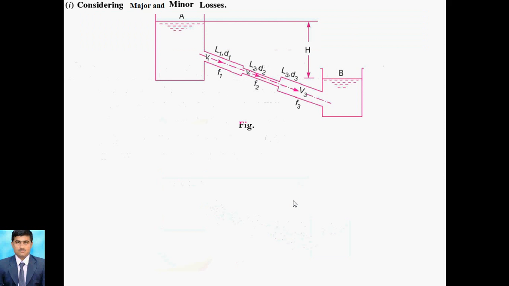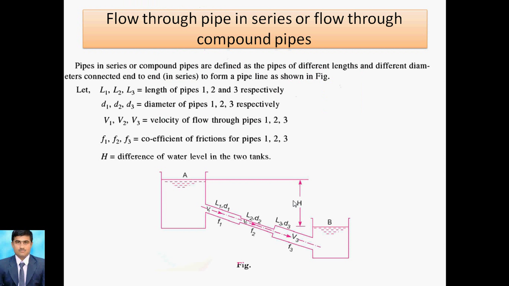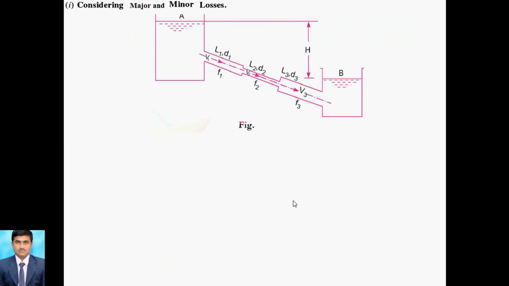Next, we consider two methods. One is considering major and minor losses, and another is neglecting the minor losses. In the first case we will discuss major and minor losses. Major means friction losses, and minor means loss of head due to enlargement, contraction, obstruction, bends in pipe, or pipe fittings. These types of losses are the minor losses.